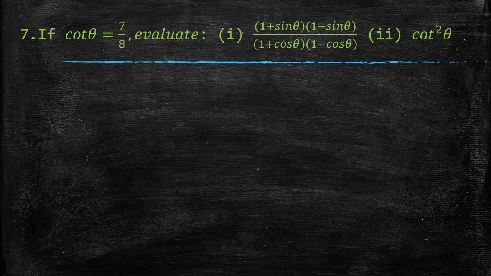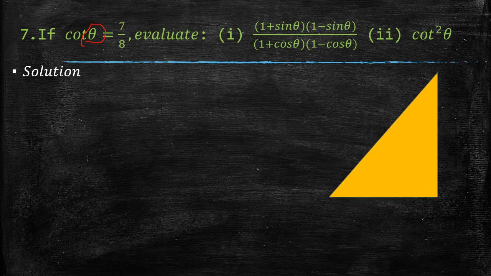So beta, today's first question is question number 7: if cot theta is equal to 7/8, evaluate two expressions. The first expression is (1 plus sin theta)(1 minus sin theta) upon (1 plus cos theta)(1 minus cos theta). And the second expression is cot square theta. Now, you may be a little surprised or curious to know what theta is. So, let us start.